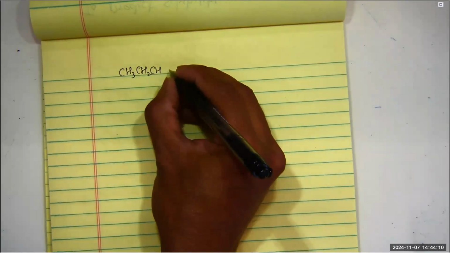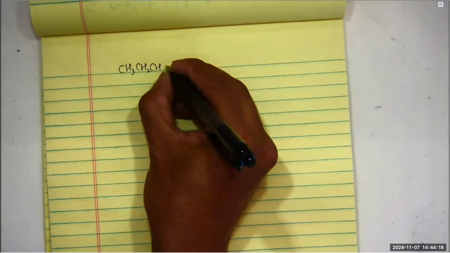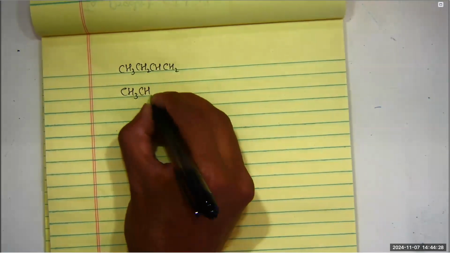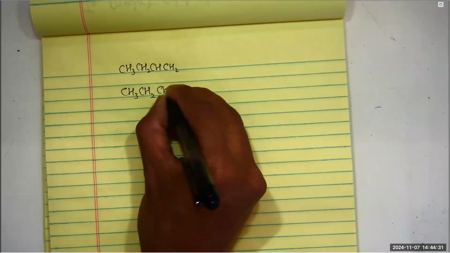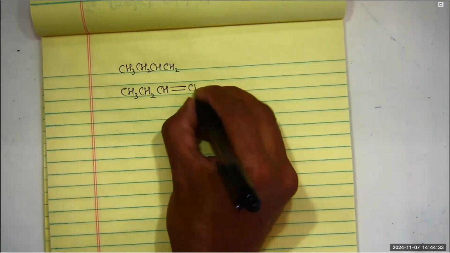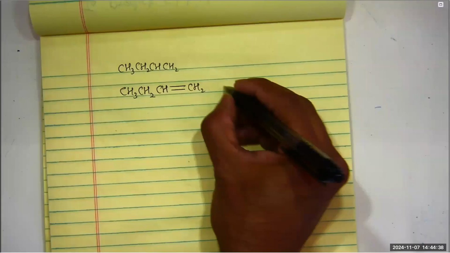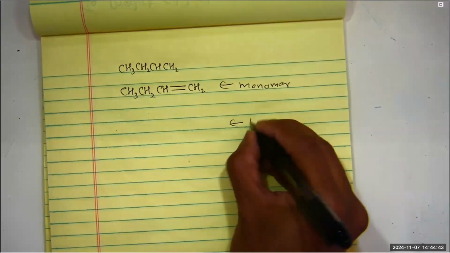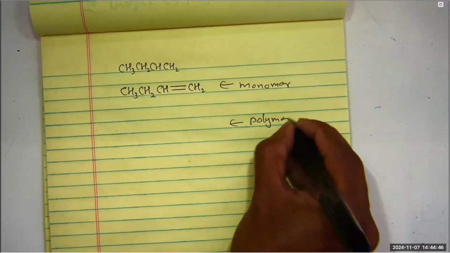CH2, CH. I'm thinking. It's not obvious, but I'm thinking. So I like this CH2. If I do this, we need to have a double bond here. So CH3, CH2, CH double bond CH2. Now this is your monomer. Show me the polymer.